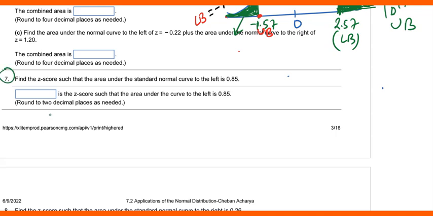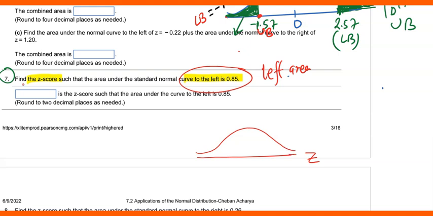Question number 7. Find the z-score. Here you got to find the z-score. All right, find the z-score. It says that the area under the standard normal curve to the left is 0.85. This is the area, left area. I should say left area is 0.85, and find the z-score. And if you make a graph, it looks like this. This is the z-score here, and this is the standard normal curve, and that's the mean. And you're looking for the z-score.